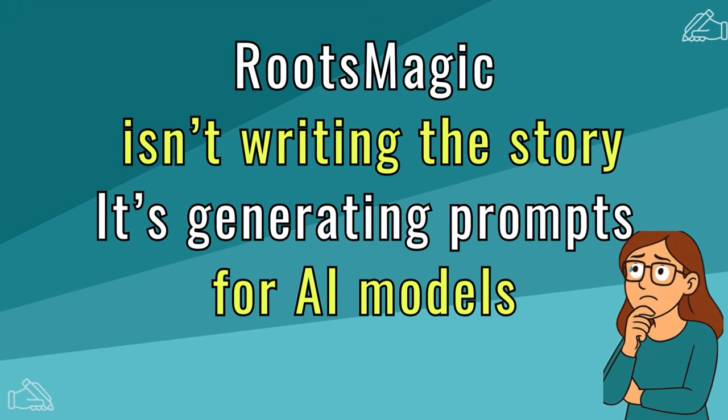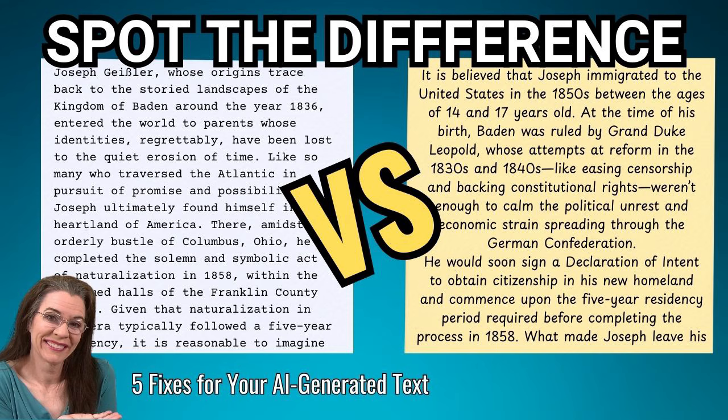Just be aware that RootsMagic is not writing your family history for you. It is giving you the prompt that you need to take over to an AI model. And then you can generate a first draft, if you will. And then, like I say on this channel, don't stop there. Go and correct for inaccuracies, but also make sure your voice is involved in the writing process.